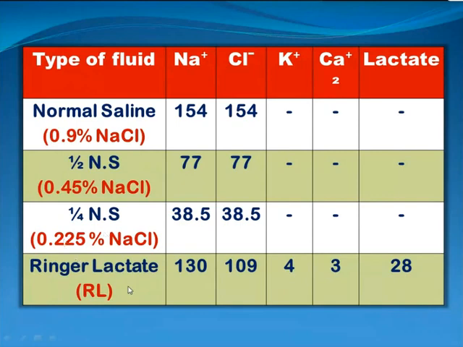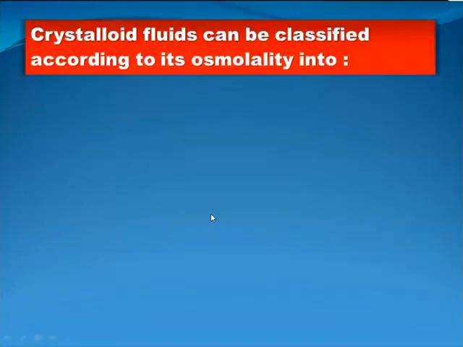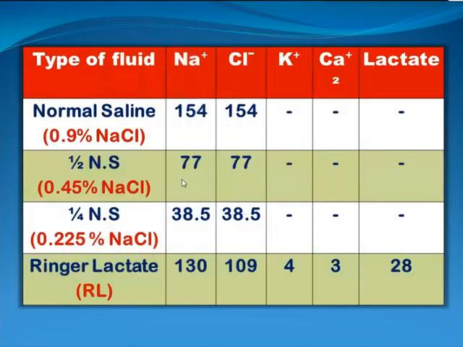The other is the Ringer lactate. Ringer lactate contains sodium, chloride, potassium, calcium, and lactate. So physiologically, it is the nearest to the plasma. But in its tonicity or its osmolarity, the nearest one is the normal saline. Why physiologically? Because it contains potassium and calcium and even lactate. You can see here the concentration of sodium is relatively less than that of the plasma, while the chloride is nearest to the normal serum chloride.